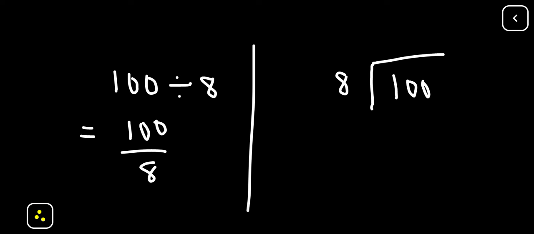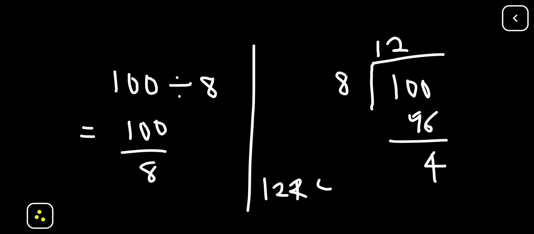Now, what about 8 times 13? 8 times 13 will give you 104, right? So that is more than 100. So basically, 8 times 12, 96, is closer to 100. So we're going to say 8 can go into 100 12 times. So we'll put 12 here, and then we'll say 8 times 12 is 96, and we'll put 96 here, and then our answer is 12, remainder 4.